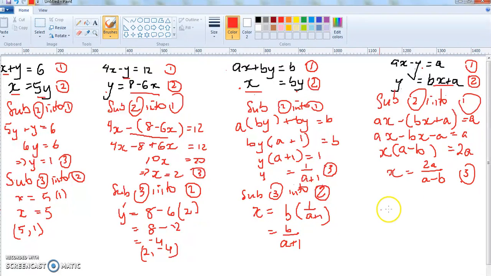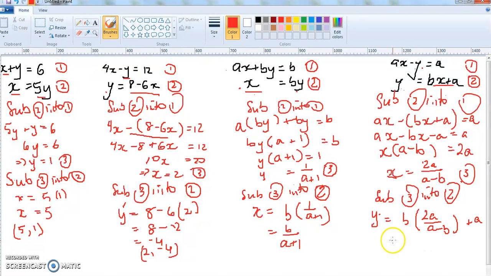Label that equation 3, and now I take this and substitute 3 into 2, because we're trying to solve for y. So now instead of x, I'm going to write this. So now we've got y equals b, and in brackets 2a over a minus b plus a, and this becomes 2ab over a minus b plus a. We can simplify this and start adding and subtracting fractions, but I'm pretty sure that you can go through that fairly straightforwardly.